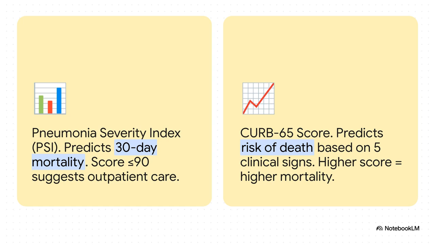On one side, you have the Pneumonia Severity Index, or PSI. It's pretty detailed and helps guide that decision to hospitalize. A score of 90 or less usually points toward outpatient care. Then on the other side, you've got CURB-65, a much simpler, faster tool that quickly predicts mortality risk based on just 5 key clinical signs.